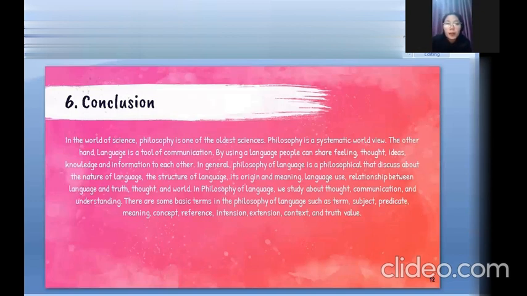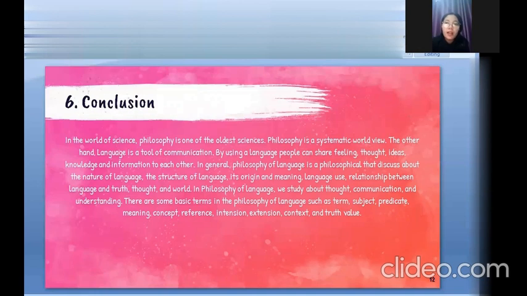Okay, so it is the last part. We will continue to the conclusion, which is number 6. In conclusion, in the world of science, philosophy is one of the oldest sciences. Philosophy is a semantic worldview. On the other hand, language is a tool of communication. By using language, people can share feelings, thoughts, ideas, knowledge, and information with each other.